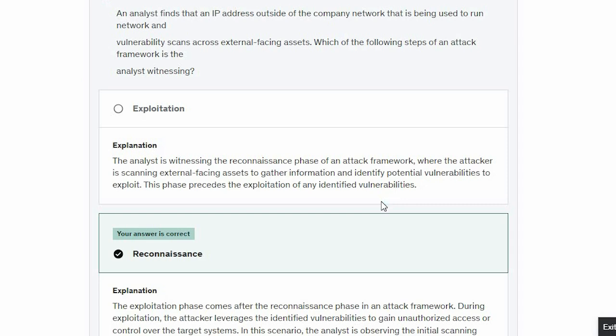Explanation for question number 1. Answer number 1, Exploitation. The analyst is witnessing the reconnaissance phase of an attack framework, where the attacker is scanning external facing assets to gather information and identify potential vulnerabilities to exploit. This phase precedes the exploitation of any identified vulnerability, so it's not the right choice for this scenario. Exploitation is not the correct answer.